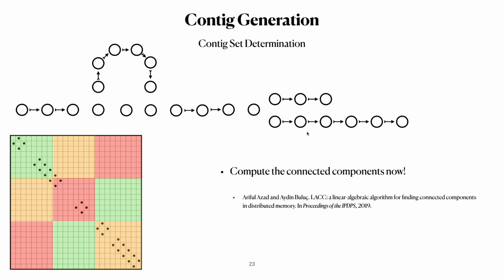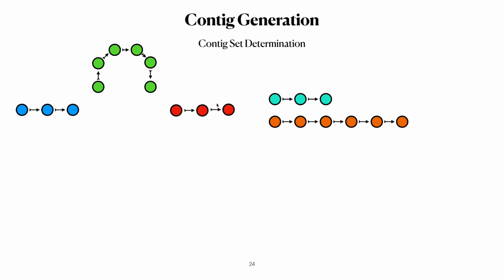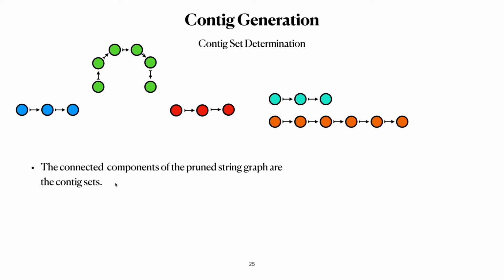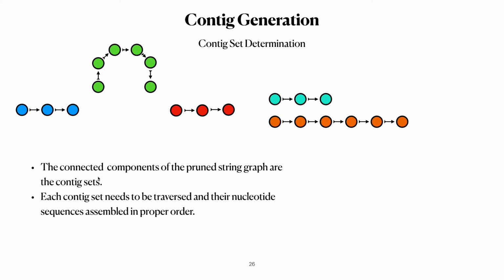At this point, we have a situation where all of the connected components that have 2 or more vertices are going to be our contig sets. We have a connected components algorithm that's also already been implemented in CombBLAS for sparse matrices, and we run that, and we are returned a distributed vector which assigns vertices to contig IDs. So to recap, the connected components of the pruned string graph are the contig sets, and each contig set has all the information necessary to reconstruct that unambiguous sequence.